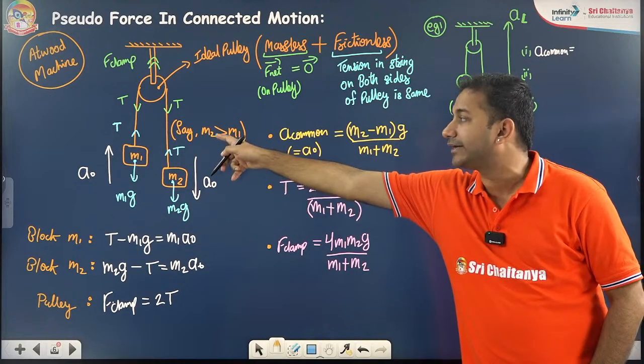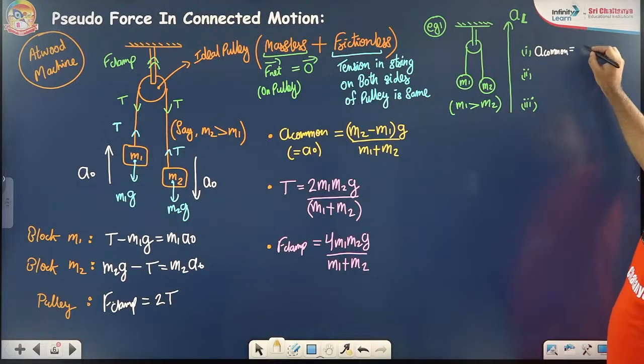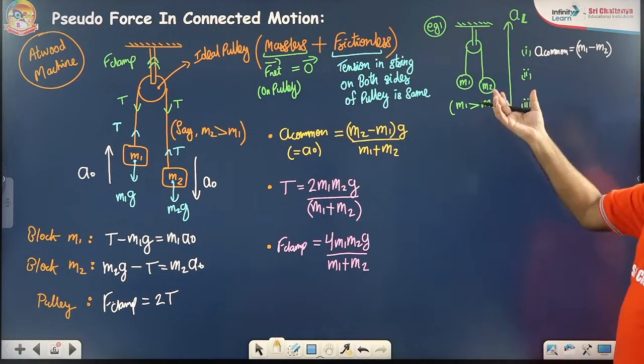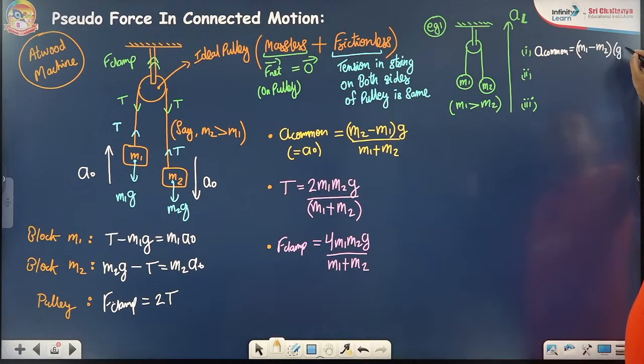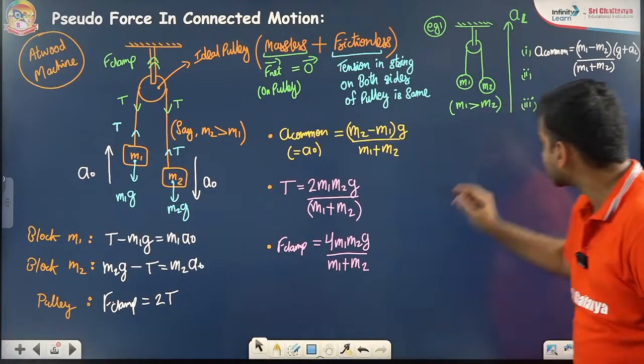Here I assumed that M2 is greater than M1. Here I am deliberately assuming M1 is greater than M2. So I will write it as M1 minus M2, bigger minus smaller, into the net acceleration downwards. The gravity is supported by AL. So that is G plus AL. Basically the pseudo force is supporting the gravitational force, divided by M1 plus M2. This is the second one.